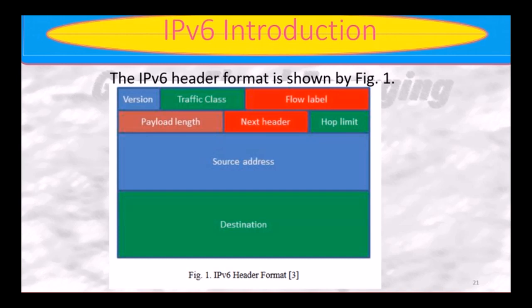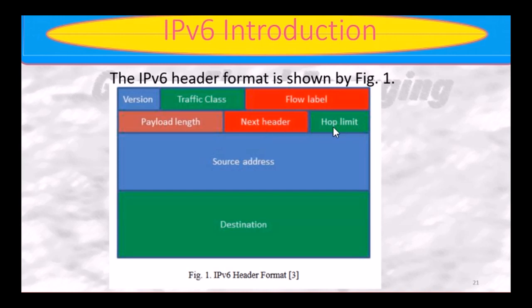The version is a 4-bit Internet Protocol version number, equal to 6. The traffic class is an 8-bit field. The flow label is 20 bits. The payload length is a 16-bit unsigned integer, the length of the IPv6 payload, that means the rest of the packet following this IP version 6 header, in octets. The next header is an 8-bit selector that identifies the type of header immediately following the IP version 6 header and uses the same values as the IP version 4 protocol field.